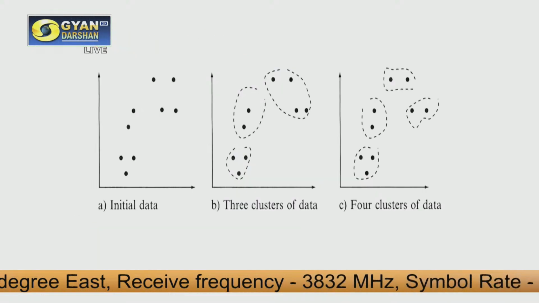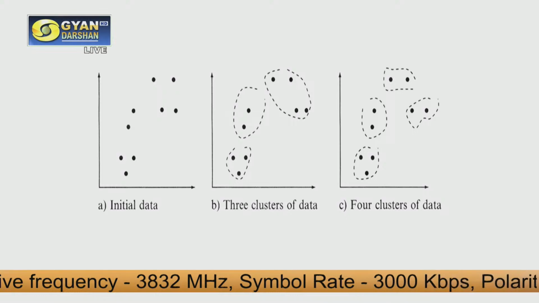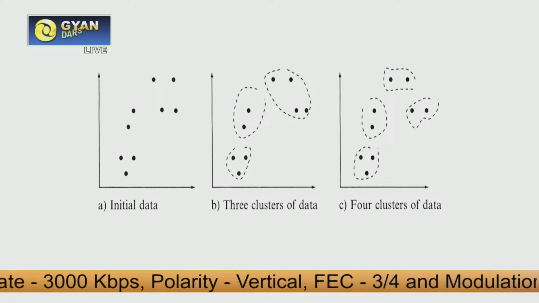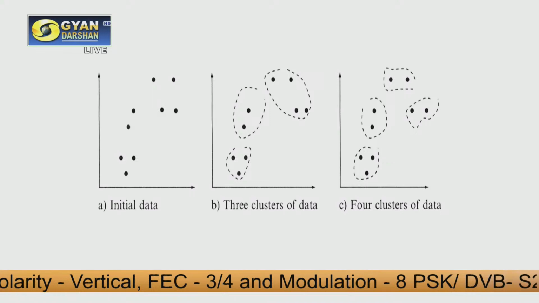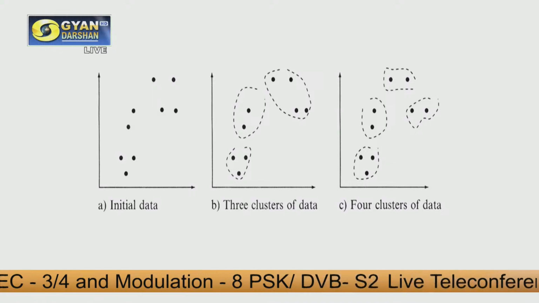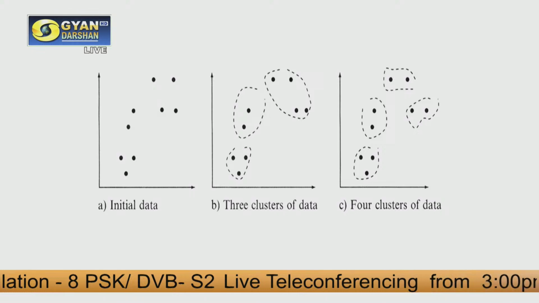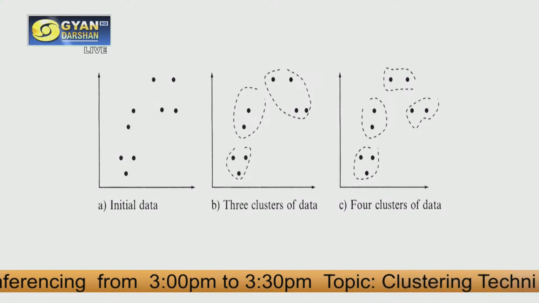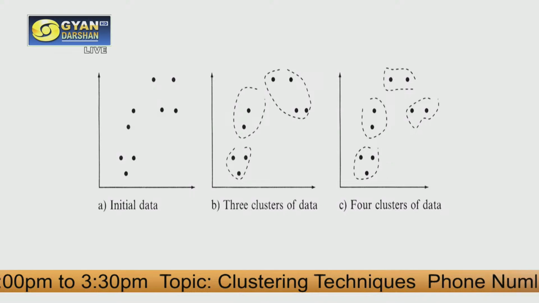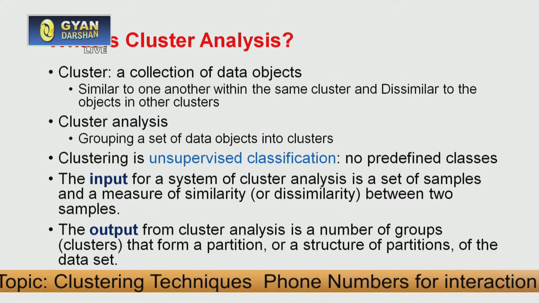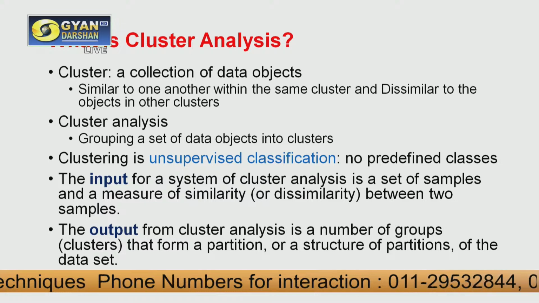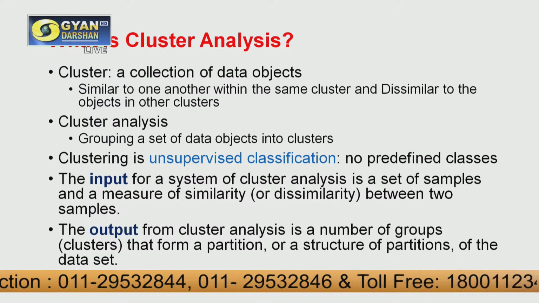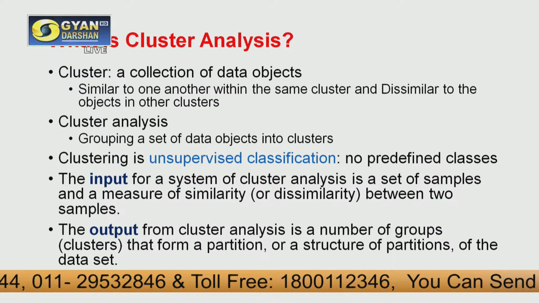For example, if I'm talking about figure B here, we have three clusters of data. We have formed three different clusters here: cluster 1, 2 and 3. In cluster 1, the points are similar to each other, based on distance, they are very close, very near to each other. But at the same time, they are dissimilar to the other clusters because they are very far from them. That's the reason they are similar to one another within the same cluster. So what does cluster analysis do? It groups the set of data objects into clusters.